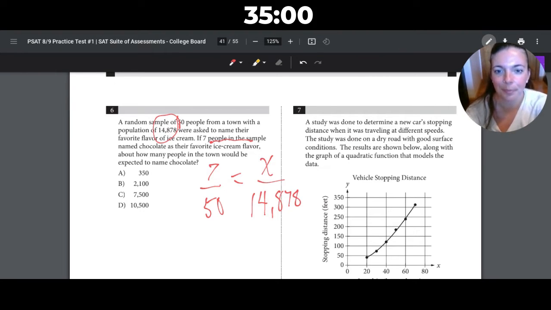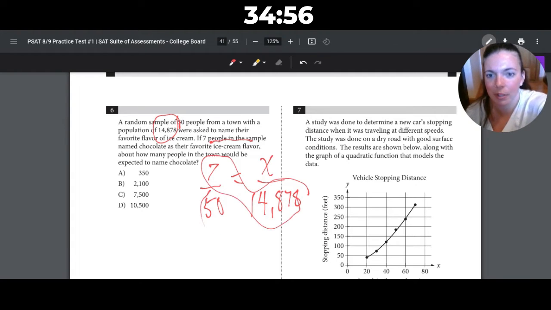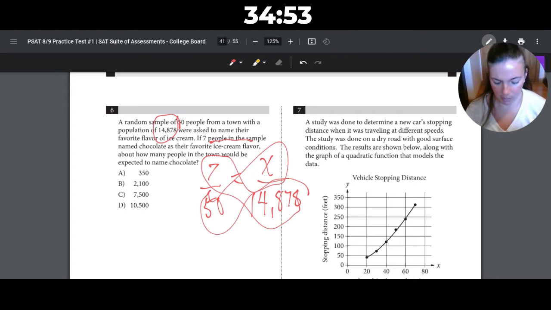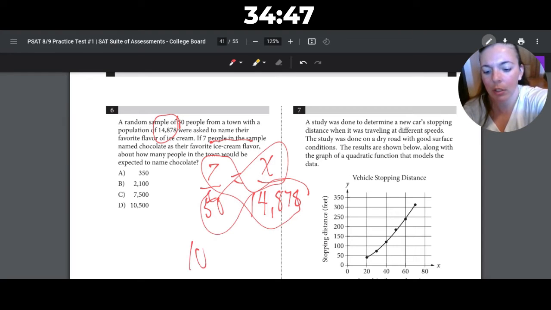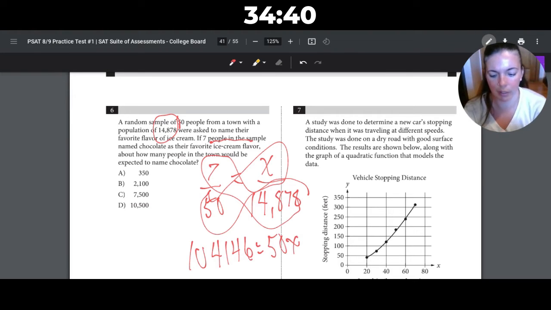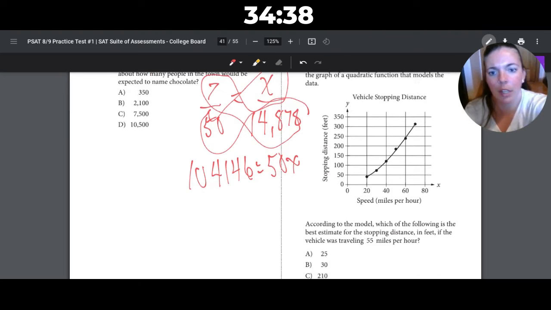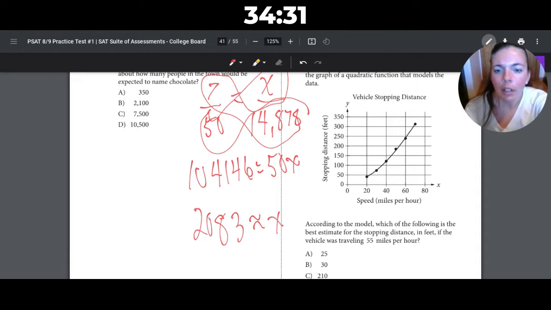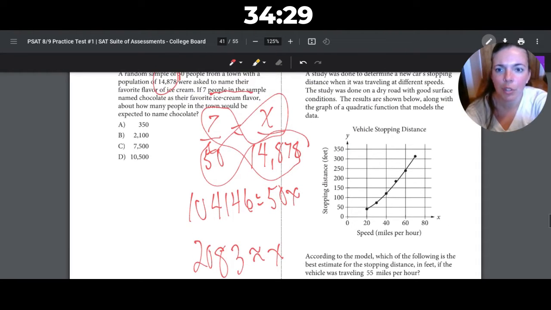We can set up a proportion. So to solve proportions, I like to just cross multiply. So 7 times 14,878. Okay, 104,146 equals 50x. So go ahead and divide by 50, and you will find it's about 2,823 approximately. Okay, so which of our options is closer to that?